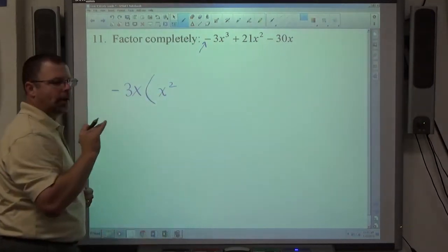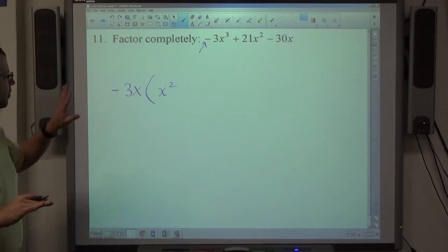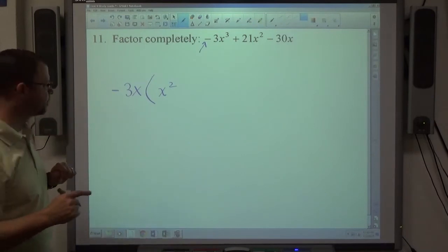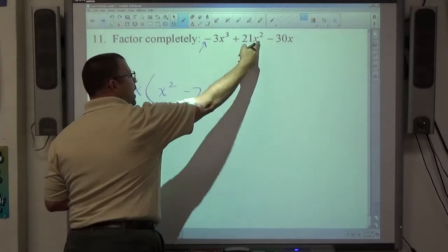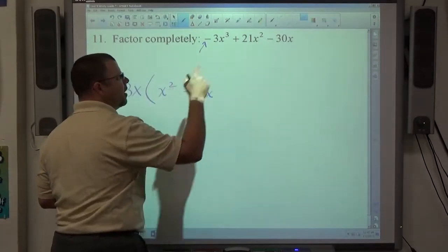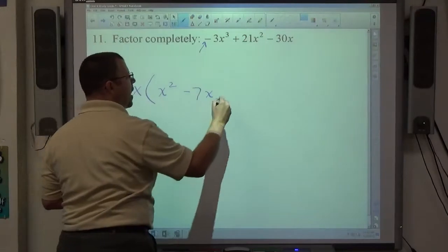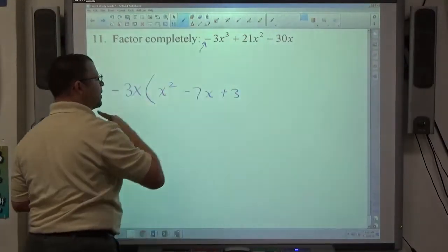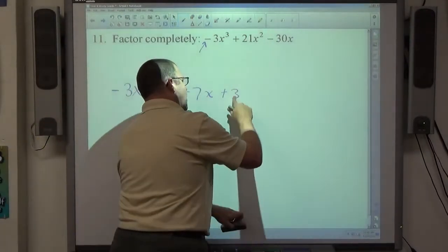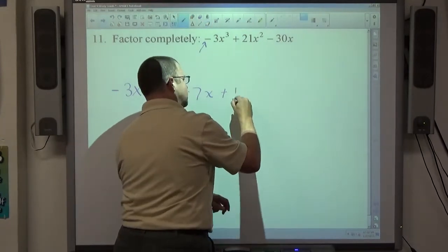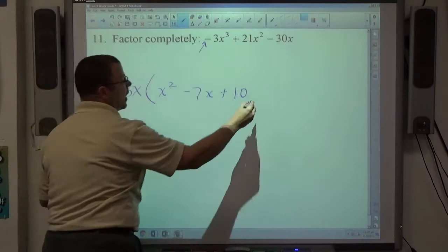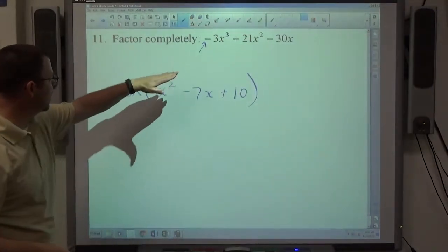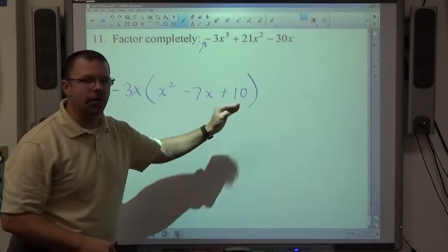So 1x squared is my friend in factoring. So if I can get 1x squared, that's helpful. 21 divided by negative 3 is negative 7. X squared divided by x is x. Negative 30 divided by negative 3 is positive 10. X divided by x cancels. So just like that, I take this negative 3x out. I'm left with a quadratic trinomial.